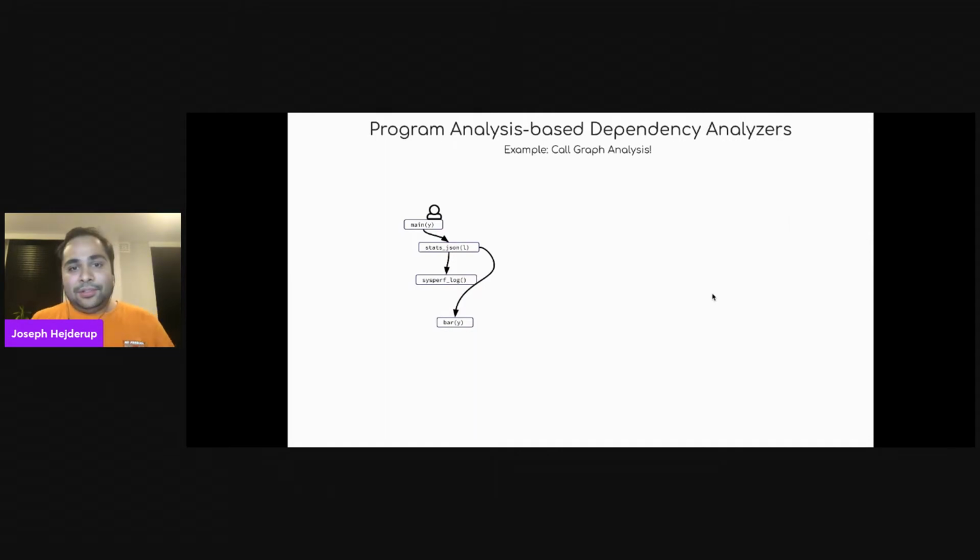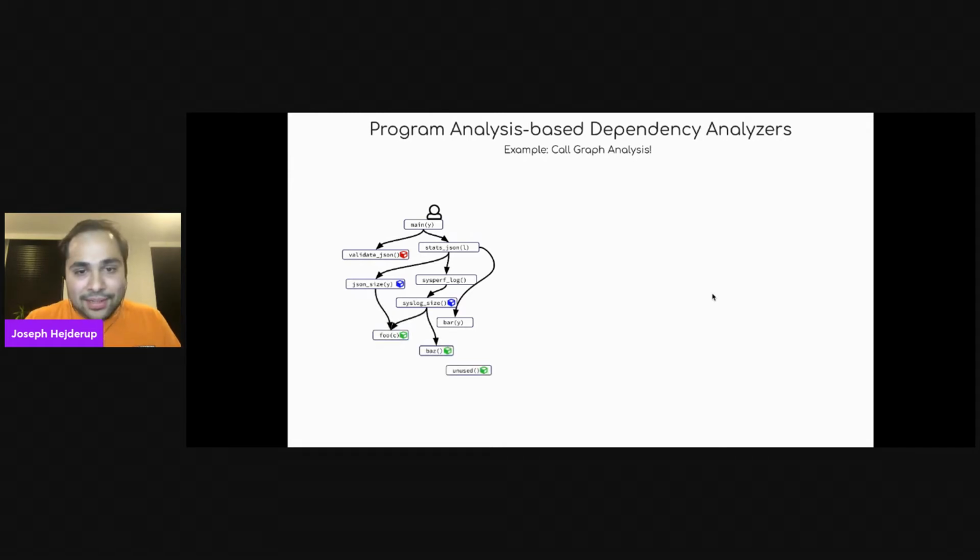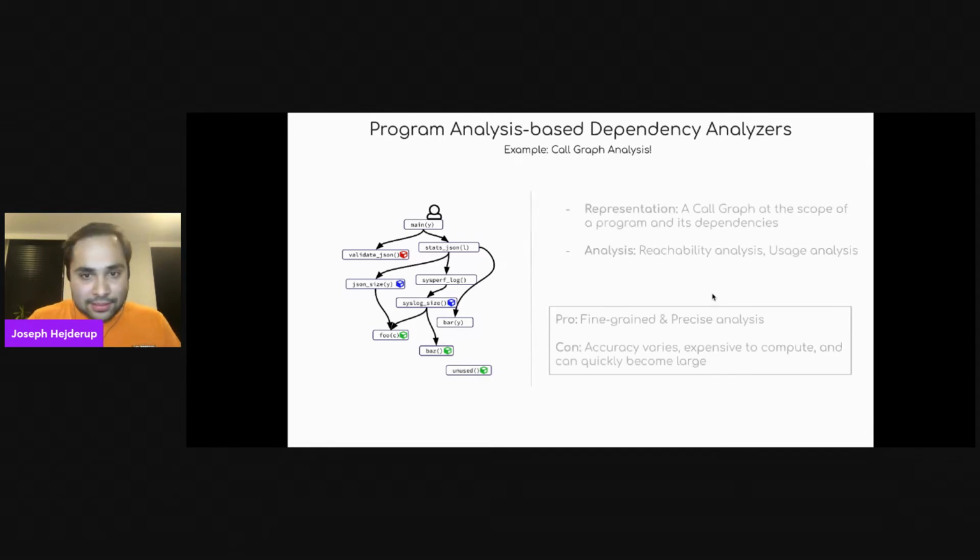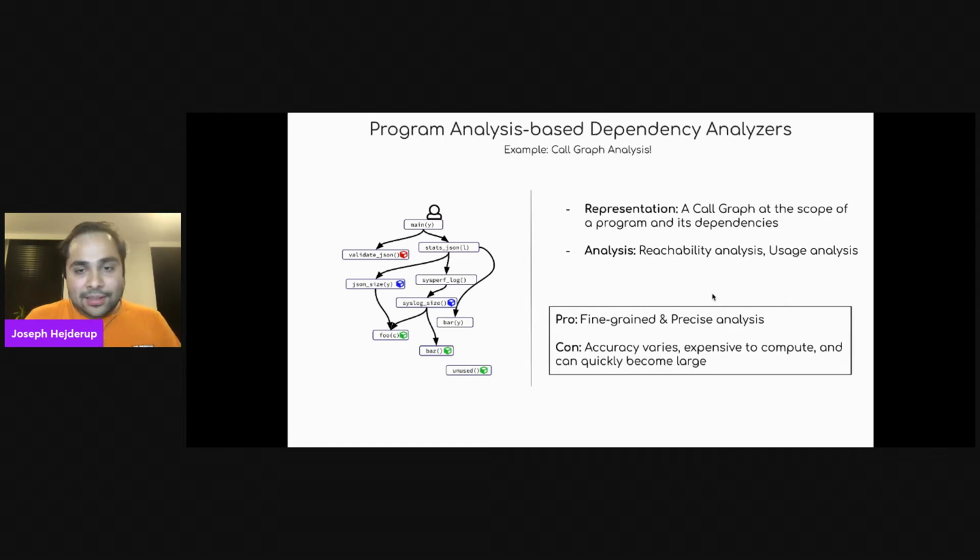Then there are the so-called program analysis-based dependency analyzers, and the one that I'm showing is call graph analysis. So you have your own project, you're calling certain functions, and through those functions you're using other functions in dependencies that you have imported, and you also, of course, have transitive dependencies. And here, if you compare to the previous approach, we might have a function called, let's say, unused in this package. And we see that in the call graph, this function is not used at all.